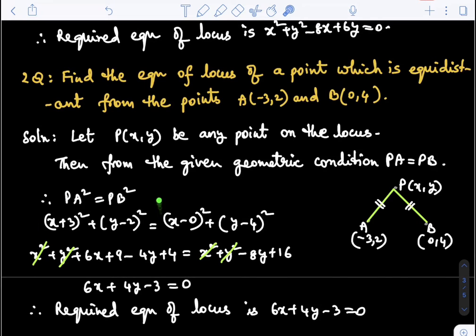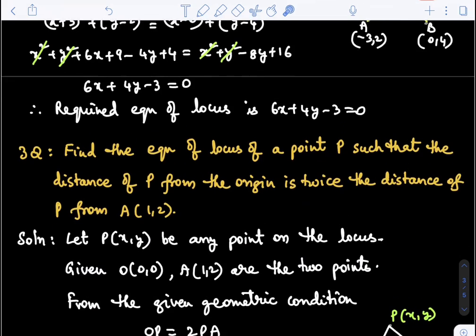We square both sides and apply the distance formula, so that we get this. Here, all the same terms in LHS and RHS are cancelled, and the remaining part is our required equation of locus. 6x minus 8y, when we take this side, will become plus 8y. So plus 8 minus 4 will become plus 4y, and also 16, when we take it to this side, will become minus 16, so minus 3 will come. So this is our required equation of locus. I hope you understood this one also.